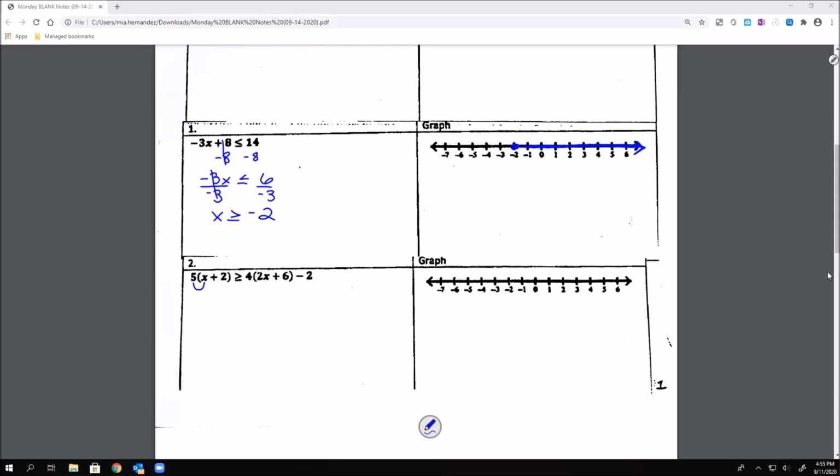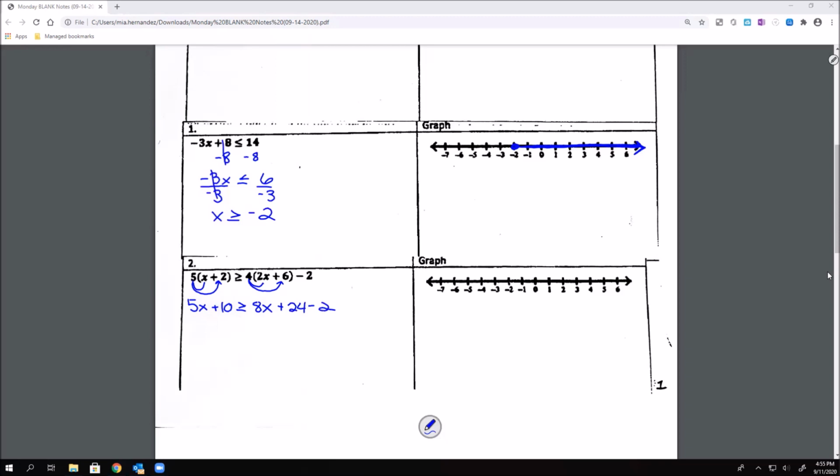So 5 goes to x, and 5 goes to positive 2. That gives me a 5x plus 10. I haven't multiplied or divided by a negative yet, so I keep my greater than or equal to sign. Next, I'm going to have 4 times 2x, and my 4 goes to my positive 6. So I get 8x. 4 times 6 would give me a positive 24. And that last part, I just bring over my minus 2.